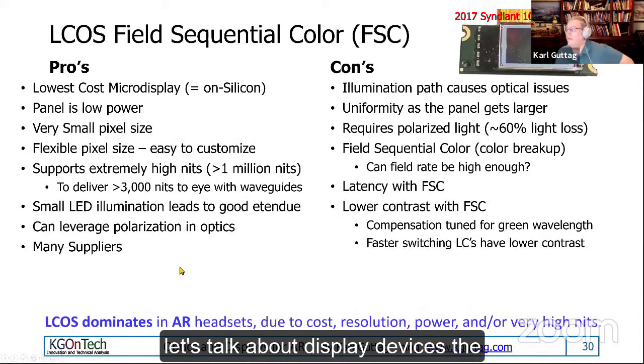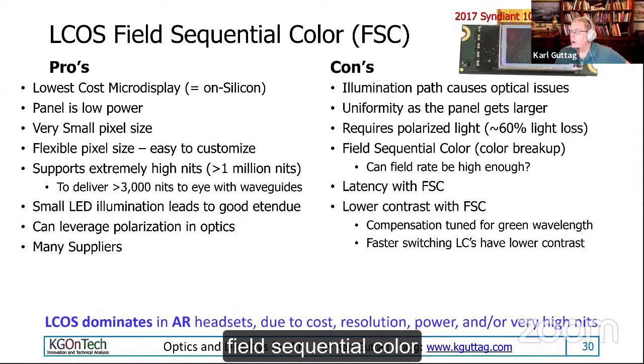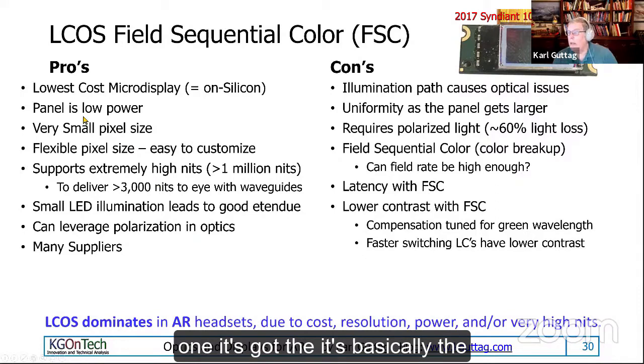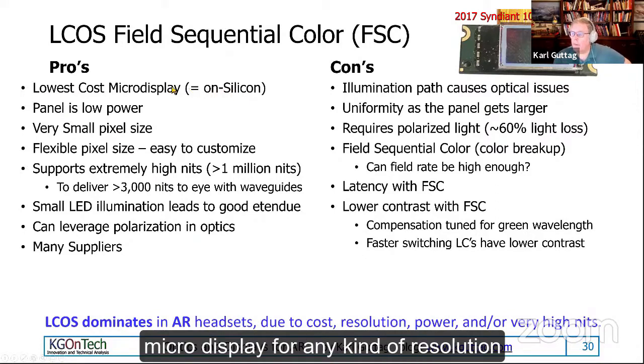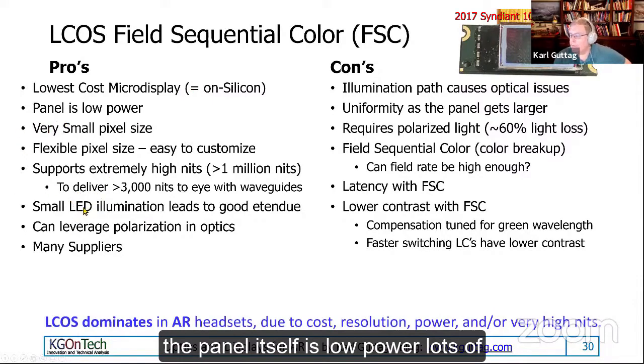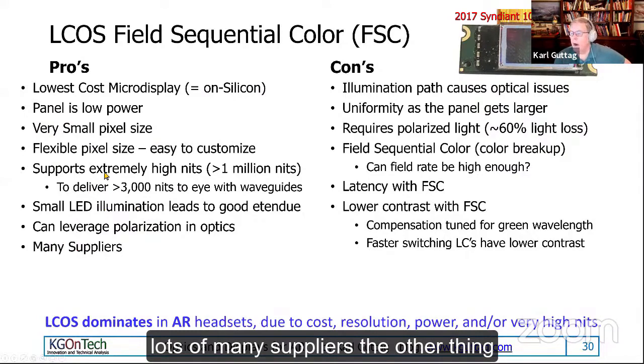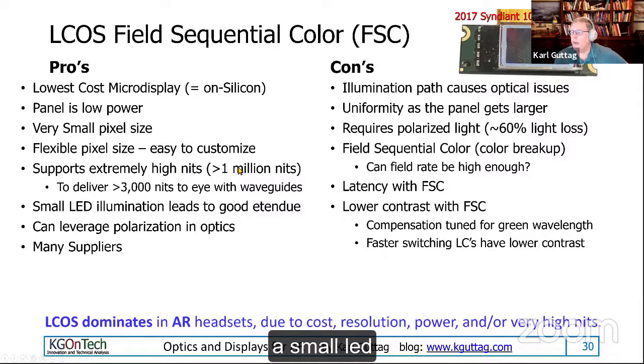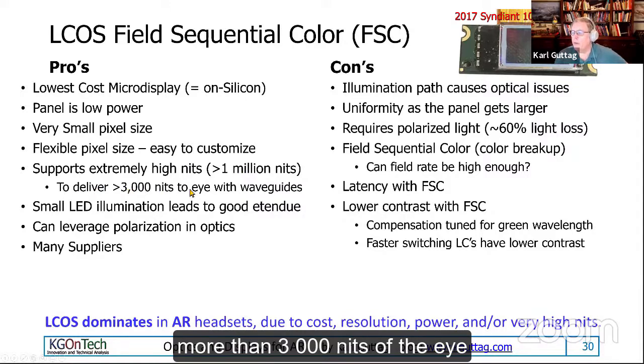Let's talk about display devices. The most common display device used today is field sequential color. That may be changing, but that's the one that's been, up until this year, the most common one. It's basically the lowest cost microdisplay for any kind of resolution. The panel itself is low power, lots of pixel sizes, many suppliers. The other thing, it kind of cheats on étendue because the size of the light source is what drives the étendue, and the size could be a small LED. This is why you're able to deliver more than 3,000 nits to the eye, even with waveguides using LCOS. It's because the light is small.